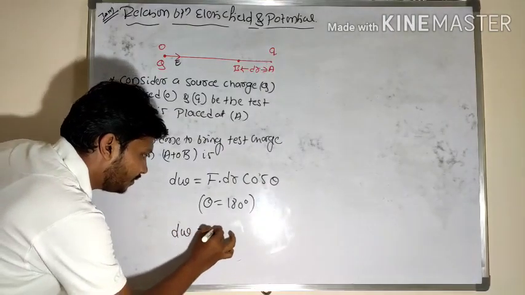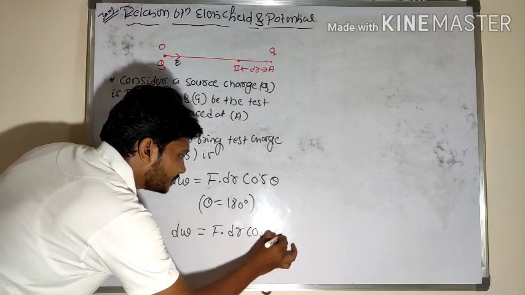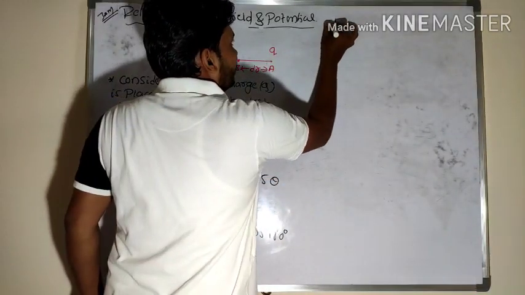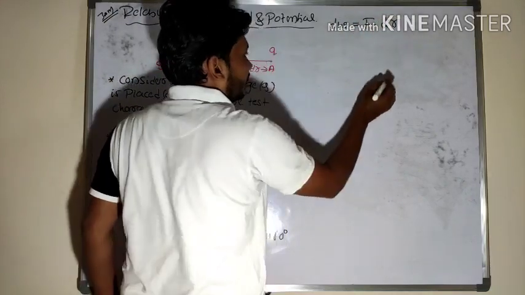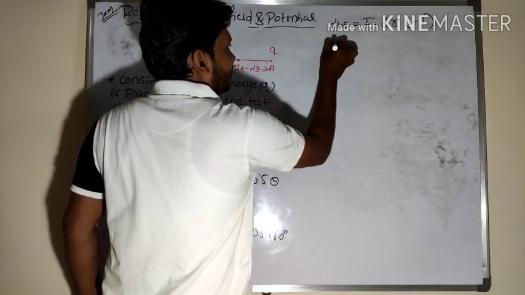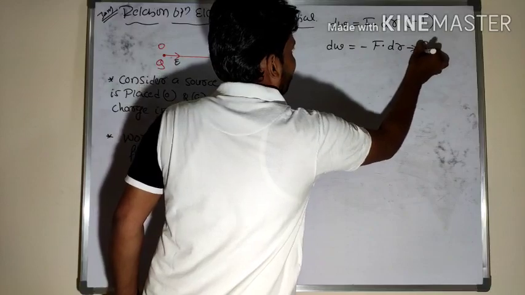So dW is equal to what? F into d of r into cos of 180 degrees. So dW is equal to F into d of r, and cos of 180 means minus of 1. So dW is equal to minus of F into d of r.